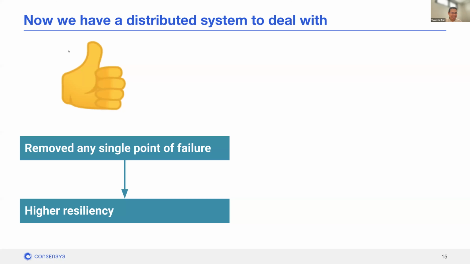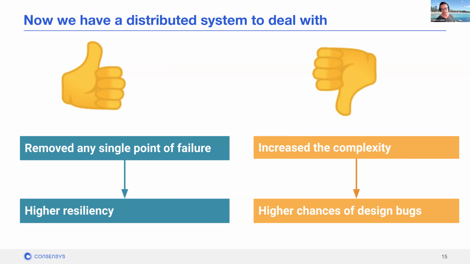Okay, so why is it important to formally specify and formally verify such a system? Well, the good news is that we have removed any single point of failure, and therefore we have higher resiliency. However, we've also increased the complexity, which means that we also increase the chances of design bugs.